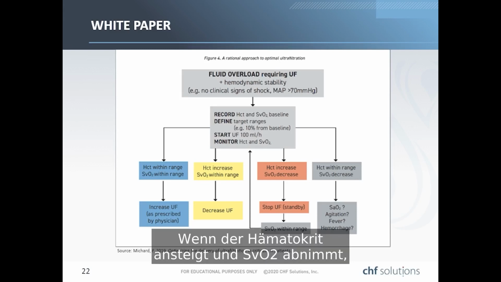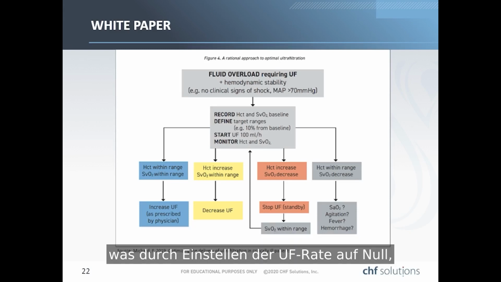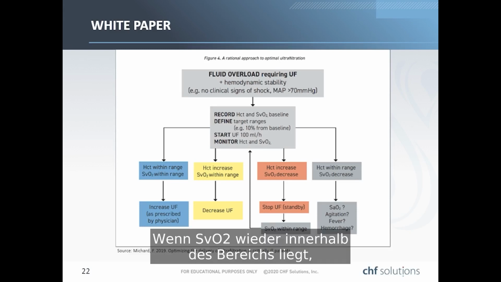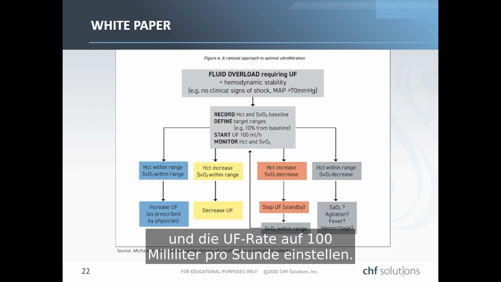If hematocrit increases and SvO2 decreases, you should stop ultrafiltration therapy, and that can be done by setting the UF rate to 0, in other words, standby mode. If SvO2 returns to within range, you may return to the starting point of the flowchart, setting the UF rate to 100 milliliters per hour.